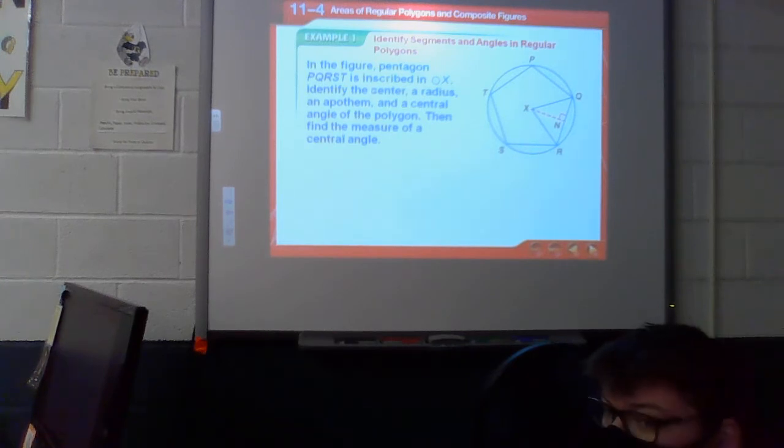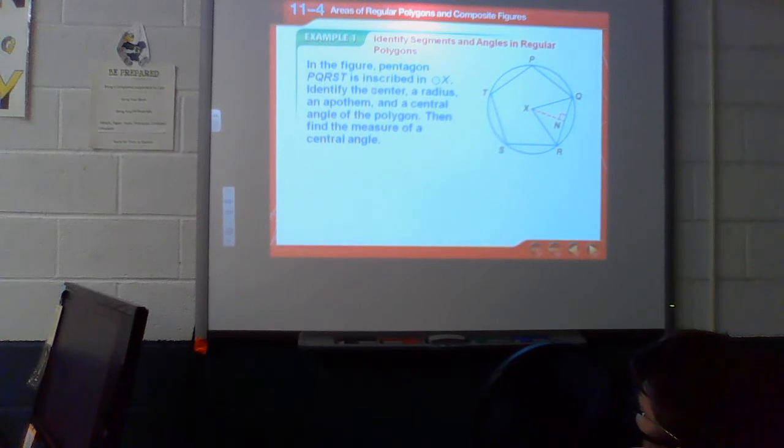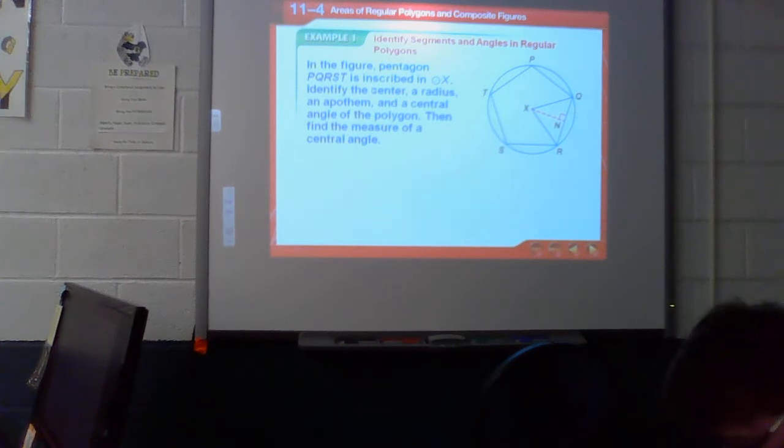Okay? So here's the thing. Think about this. What's the central angle of a hexagon? What would I do? 360 divided by 6, or I'd get 60 degrees, right? What's the central angle of an octagon?